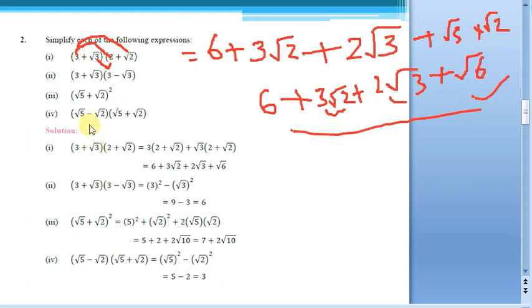The same thing has been done here, don't get confused. We have taken this 3 and this entire bracket has been multiplied with it, and likewise for the other term. The answer is going to be the same in this case also. Now let us move to the next part.